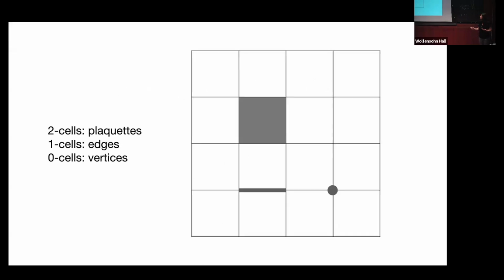So what's a cellulation? Let me take a 2-dimensional manifold, that's this plane here, and divide it up into cells of dimension 2. Those are my 2 cells, which are plaquettes. 1 cells are dimension 1 objects. In this case, when 2 plaquettes meet, they define an edge, or a 1 cell. And 0 cells are vertices. When 2 edges meet, they meet at a 0 cell, which is a vertex.